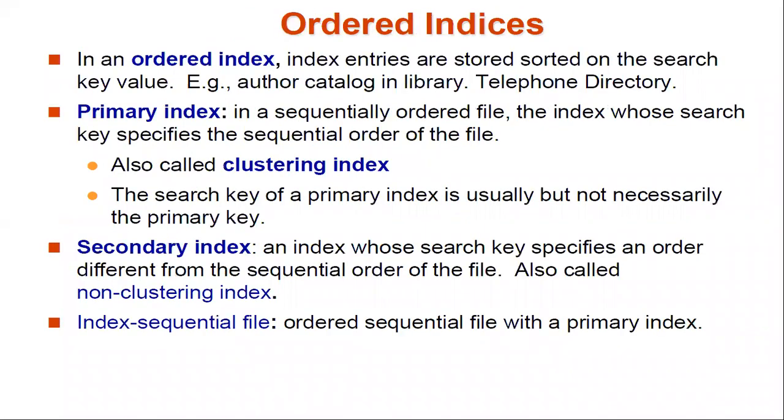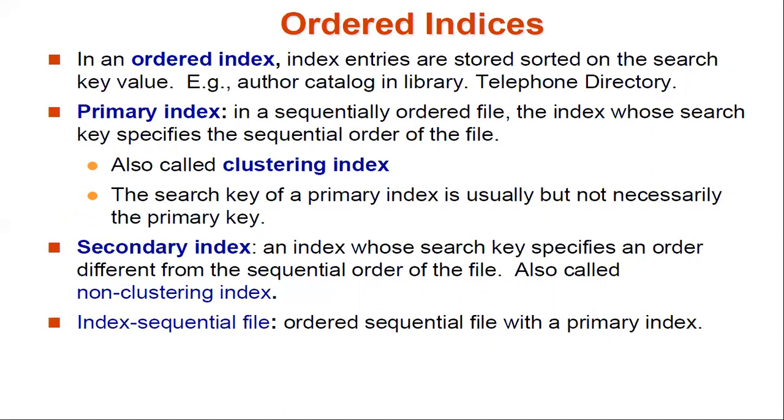Now, the ordered indices, as I said, are ordered in a particular sorting method, right? Index entries are stored sorted on the search key value. Based on the search key value, you can do sorting. We have seen in the example of the textbook index that the entries are sorted alphabetically. The words are sorted alphabetically, so you can consider that an ordered index.